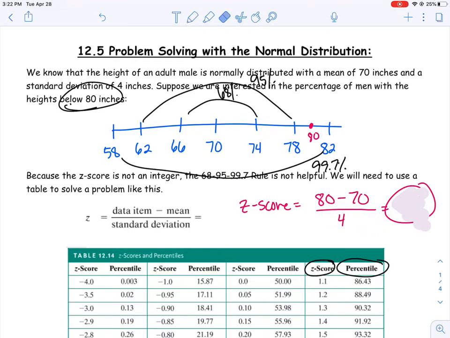Let's plug that into our z-score formula and calculate the z-score for a guy who has a height of 80 inches. I ended up getting 2.5, which should make sense, right? Because remember, this 80 was between 2 and 3. It actually happens to be exactly in the middle at 2.5. So if you're 80 inches tall, you're 2.5 standard deviations above average. Now, what percentile is that? What percent of men are below 80 inches?